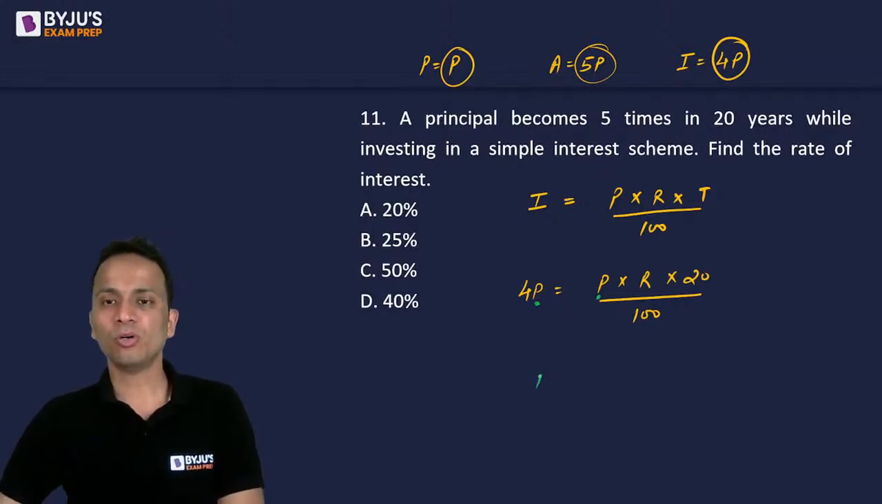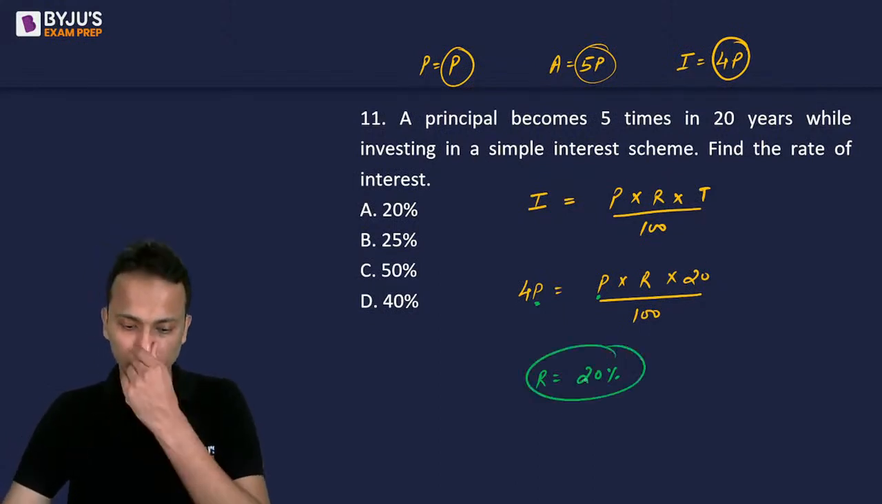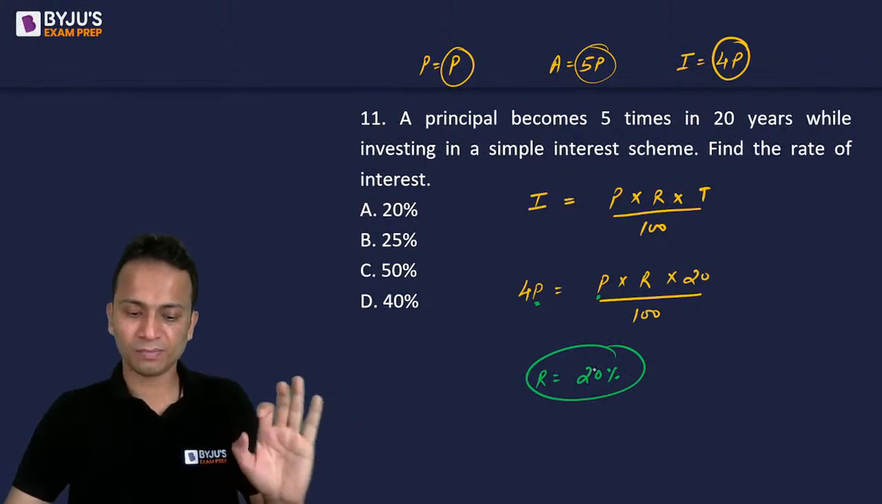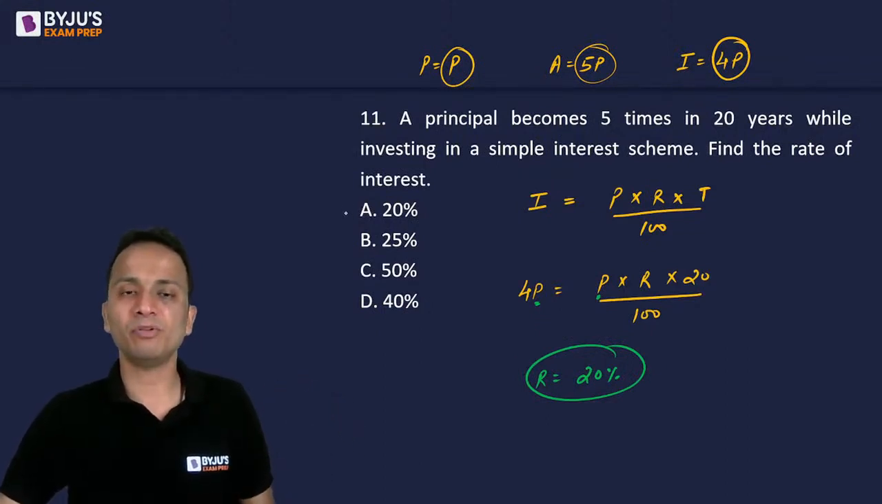Okay, so the value of R that we have got is 4 into 100, 400 divided by 20, that is 20 percentage. Okay, so rate of interest, simple formula, right? Simple formula, 20 percentage.